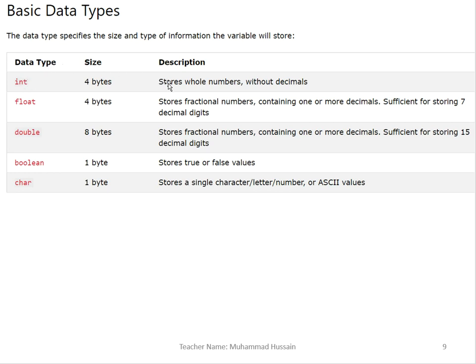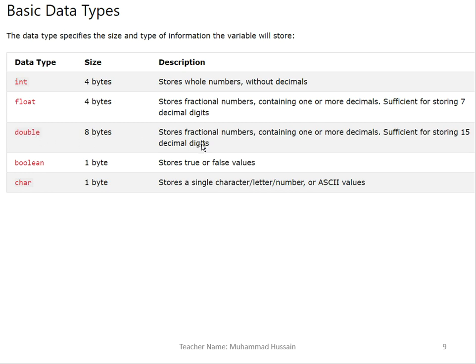What does it mean by this integer? It means that it can store only whole number data, the whole numbers which do not have decimals. Let's suppose 2.5 is a decimal, so integer deals with whole numbers. Float deals with fractional numbers like decimals 2.5, 7.5. Double is the same as float, but it has double the size. Float has 4 bytes, but double has 8 bytes.